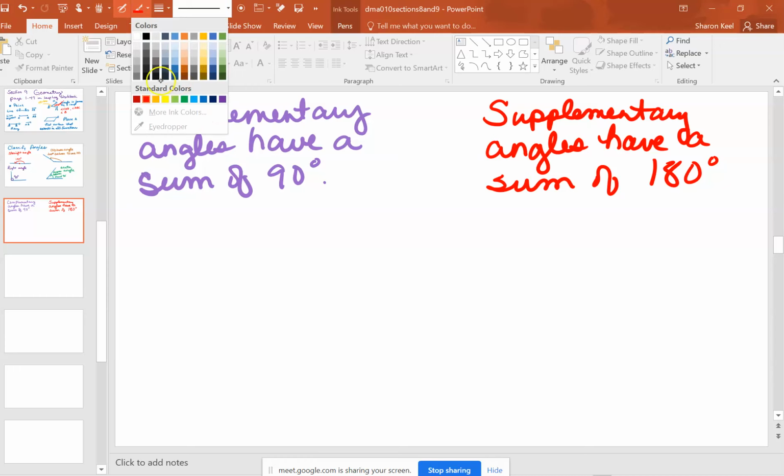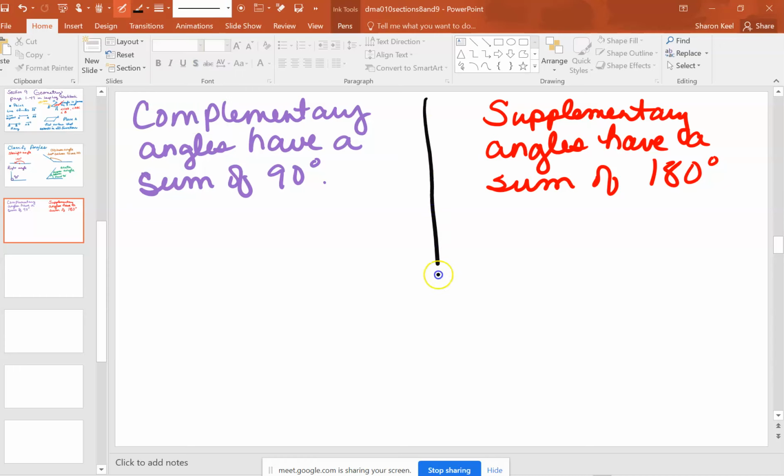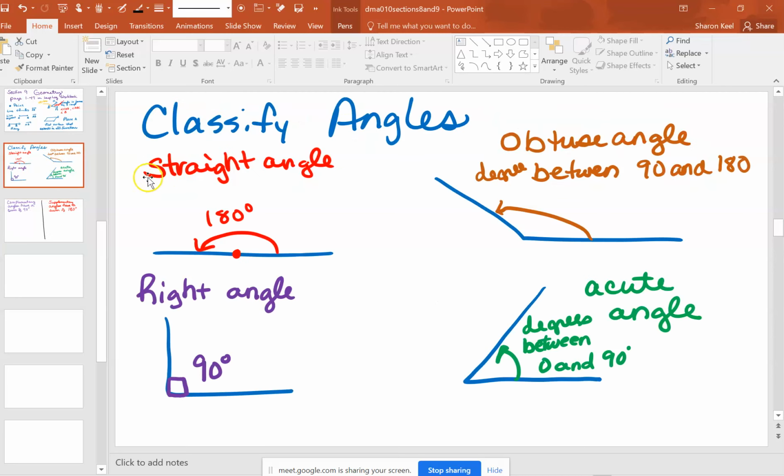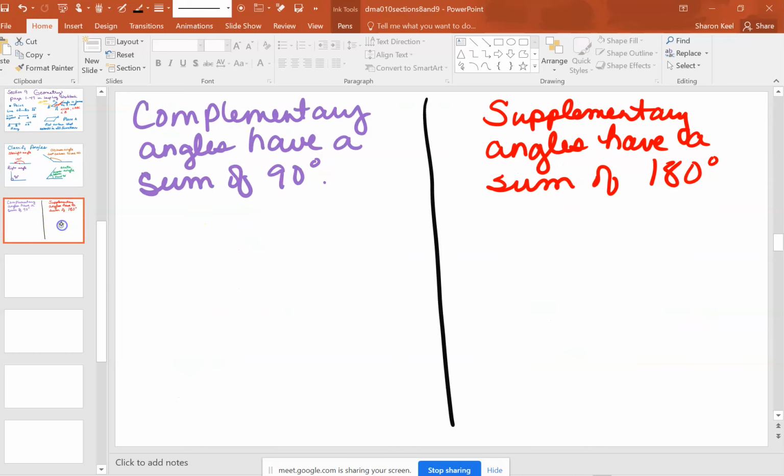The way that I remember the difference in the two, supplementary starts with the letter S, straight angle starts with the letter S. If a straight angle is 180 degrees, supplementary angles, when we combine the sum of those, it's 180 degrees. So that's what helps me remember which is which.